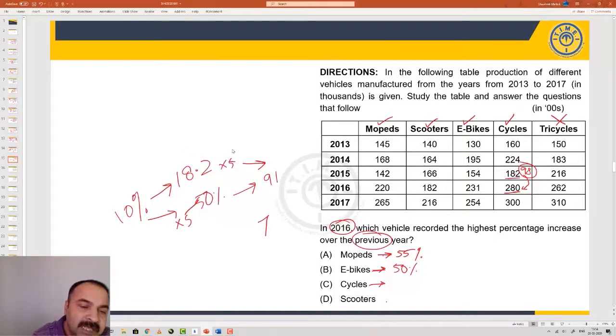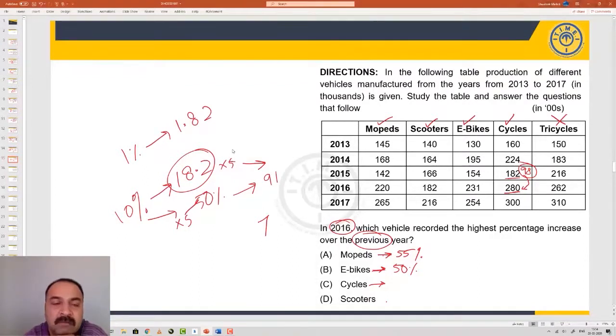If I do 10% as 18.2, then 1% is 1.82. And if I do four times that, I will get 4%, then I will cross 7. So it is 3 point something. So this is going to be 50% plus 3 point something. It is going to be 53 point something percent. This will not match 55.